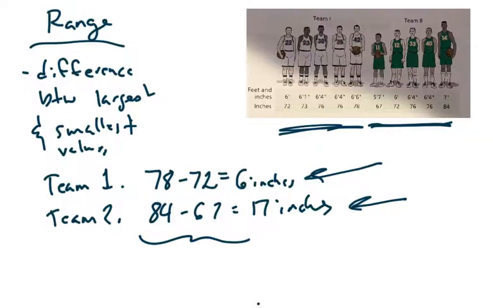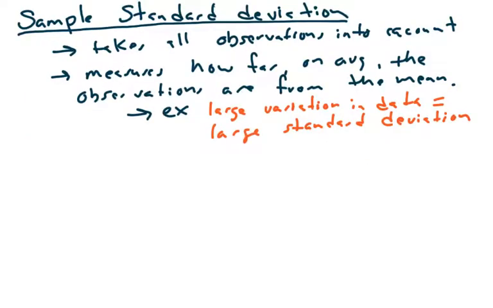Next, let's talk about standard deviation, and more specifically, sample standard deviation. The calculation for population standard deviation is a little bit different, and we're going to do it in the next video. Today, we're just going to talk about sample standard deviation. That takes all of the observations into account. Remember, range only took the largest and the smallest. This takes all of them into account, which means it's a better measurement, but it also means that it's a little bit more of a pain in the neck to calculate. It measures how far on average observations are from the mean.